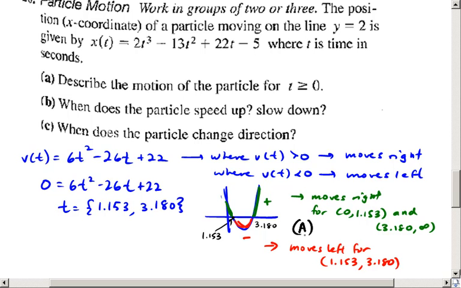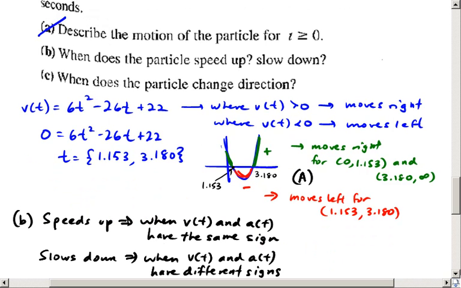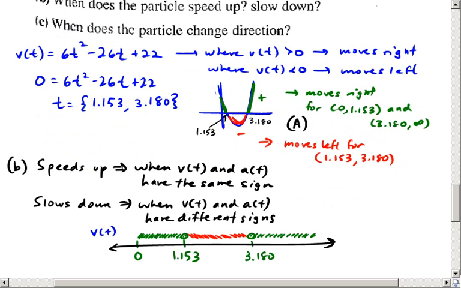Alright, to answer question B, the particle is going to speed up when the velocity and the acceleration have the same sign, and then it slows down when they have different signs. Alright, so on a number line, we can represent where the velocity is positive and negative, just like we did on the graph. But now we need to figure out where the acceleration is positive and negative.